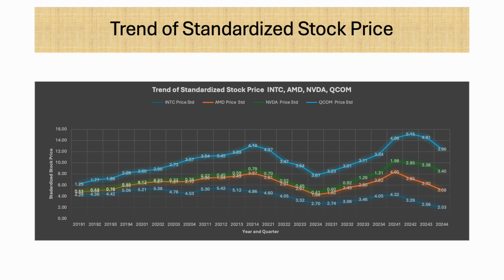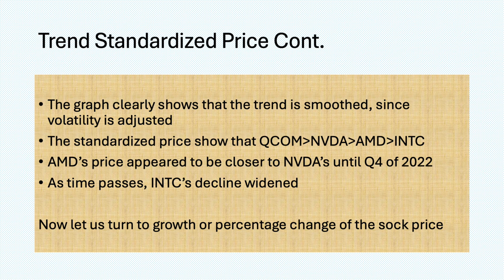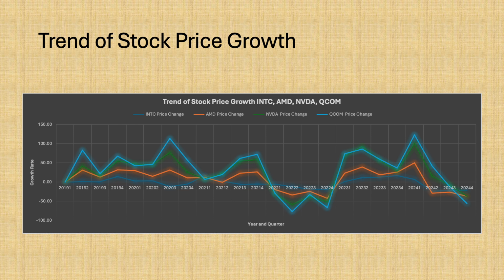So now let's move on and see the stock price growth. Let's see whether the stock price growth shows what we have seen in the previous trend. We saw Qualcomm is at the top, followed by NVIDIA, and then AMD, and then Intel is at the bottom. Do we see that same pattern if we now see the trend of stock price growth? And this graph shows that.